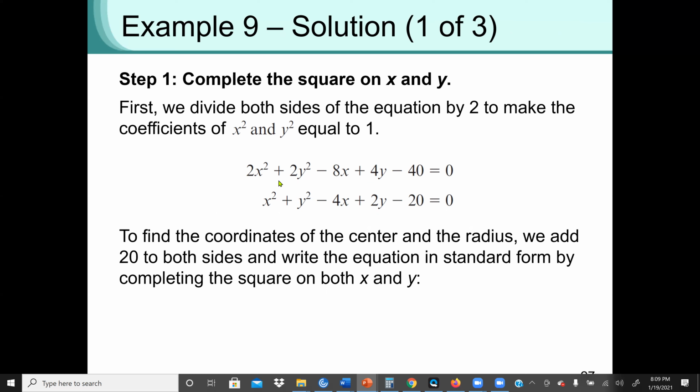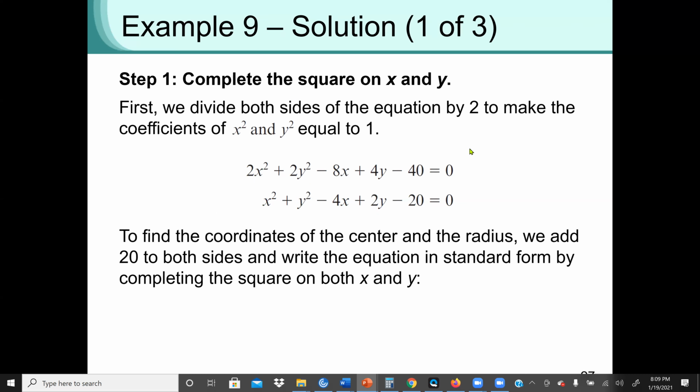We have 2x squared plus 2y squared minus 8x plus 4y minus 40. We saw that 2 is common among all the values here, so we divide everything by 2. We get x squared plus y squared minus 4x plus 2y minus 20 equal to 0.